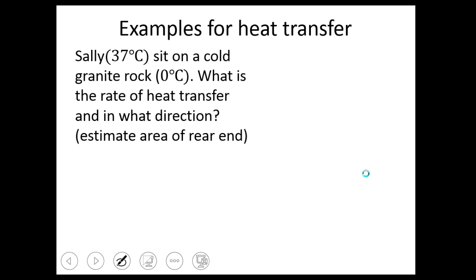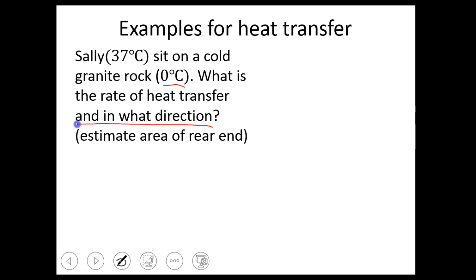We've got Sally, who is at a body temperature of 37 degrees, pretty normal, and she's sitting on a cold granite rock at 0 degrees Celsius. 0 degrees Celsius is about 32 Fahrenheit, so we're looking at literally freezing cold. She's out in some pretty cold weather, so up front, we should expect her to burn a lot of energy doing this. What is the rate of heat transfer and in what direction?